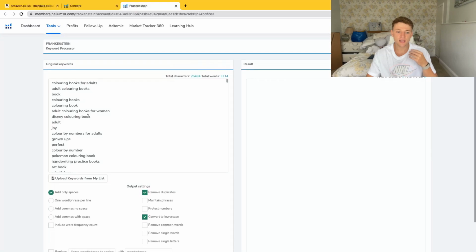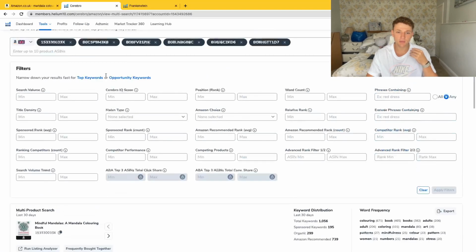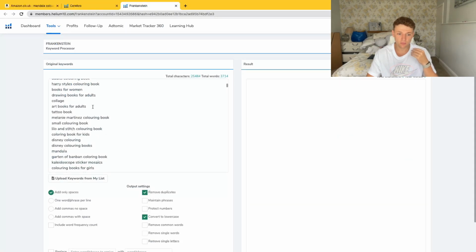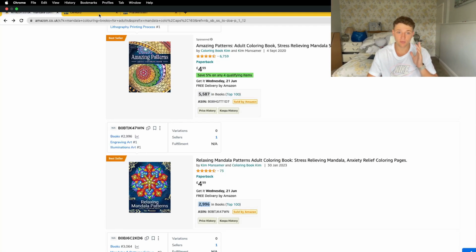So what it's going to do is take all of the keywords that we've just found from this Cerebro lookup. So all of these keywords, bear in mind, are going to be useful or related to books that we already know are exactly in the niche we're targeting and are proven to sell well, because not only are they mandala coloring books, they're mandala coloring books that have good BSRs. So they're basically selling really, really well. So all of these keywords are going to be really useful for us.